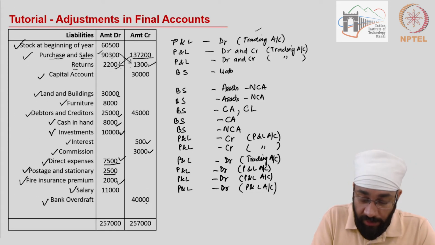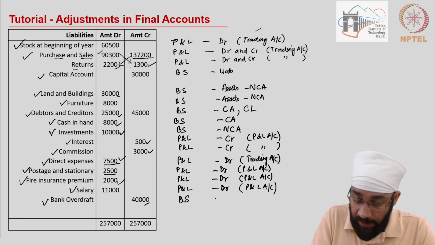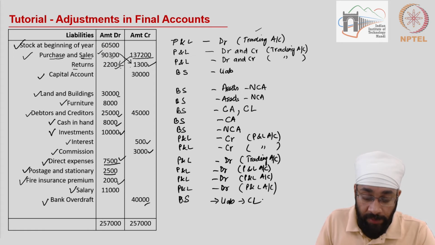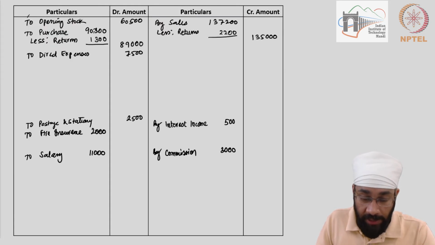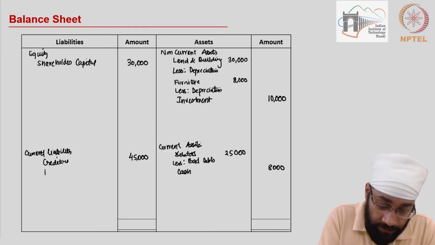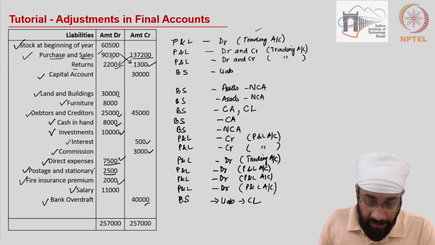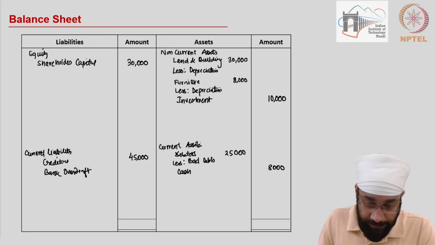Then you have bank overdraft, 40,000. This goes to balance sheet on the liabilities side, and this goes to current liabilities. Bank overdraft is a short-term liability from the bank, 40,000, and in the balance sheet. So bank overdraft, the amount is 40,000.